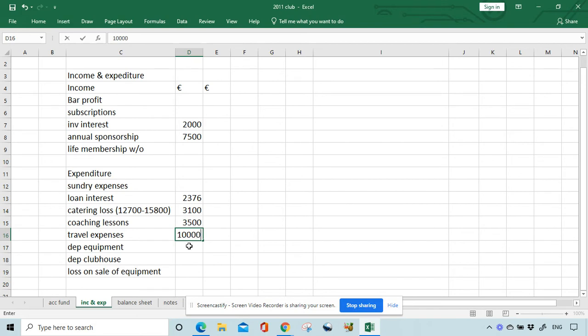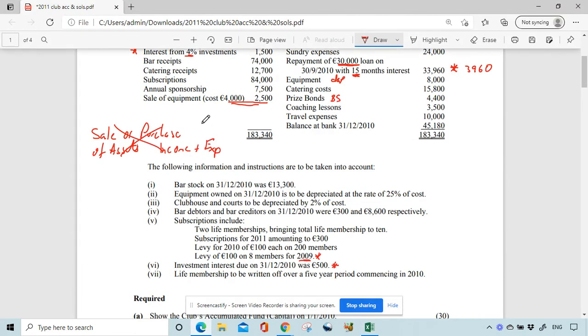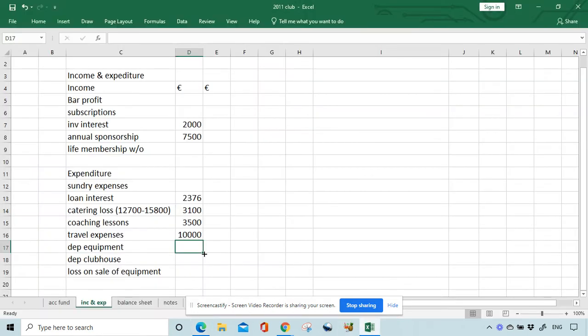There's no notes on those. And then we're going to do depreciation of equipment, depreciation of clubhouse. The loss on sale of equipment is easy enough. It's just 4,000 minus 2,500. There it is. 1,500. So we have a few notes to fill in these gaps.